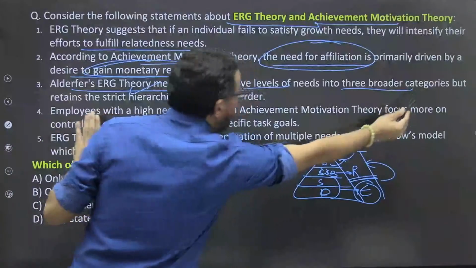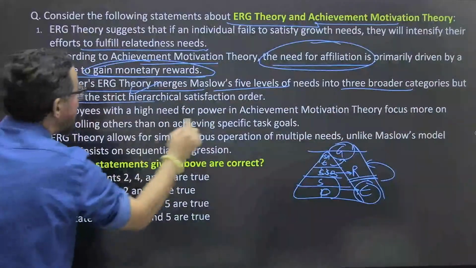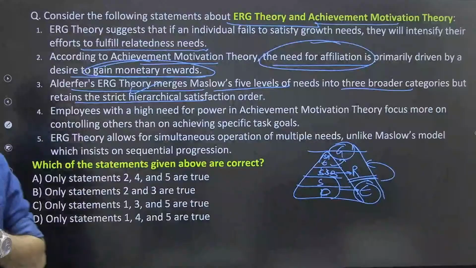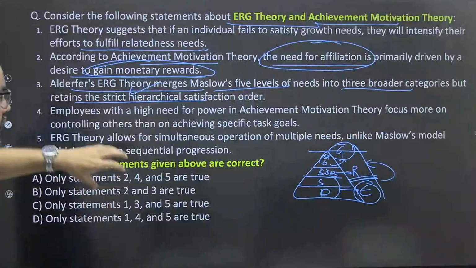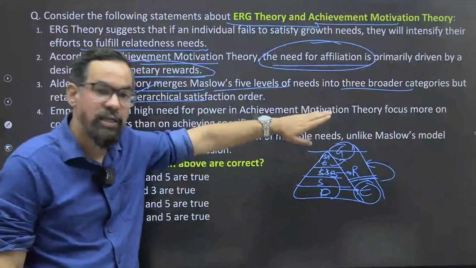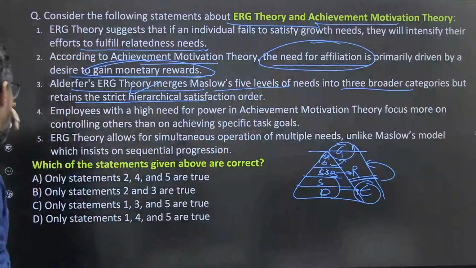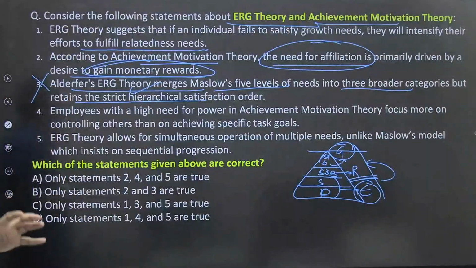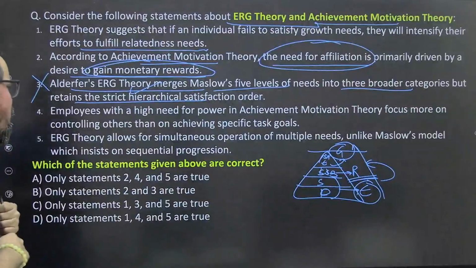So this statement here says it is right, into three broader categories but retained the strict hierarchical satisfaction order. They said that people will move upwards and there is no constraint. No, this is 100% wrong, if you are doubtful about this particular thing.